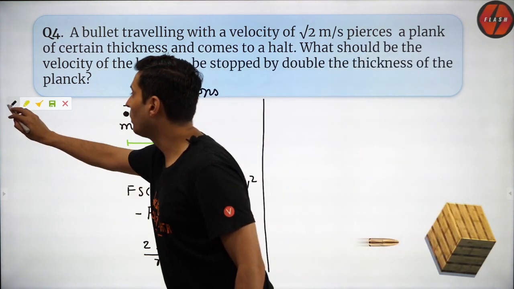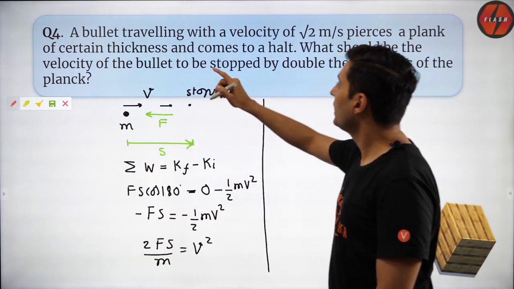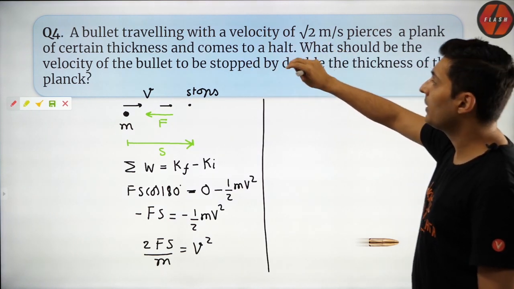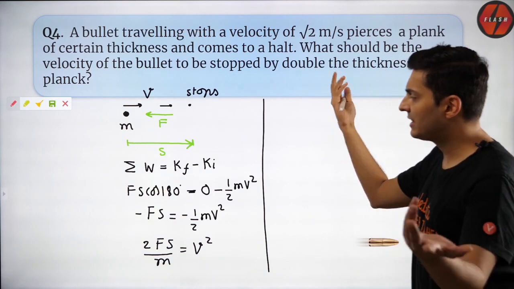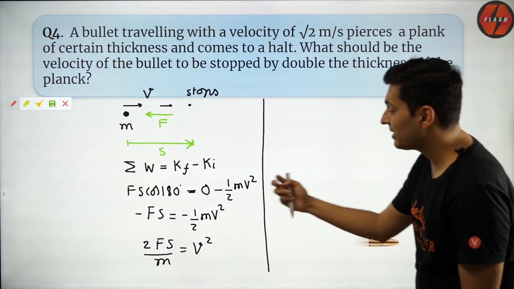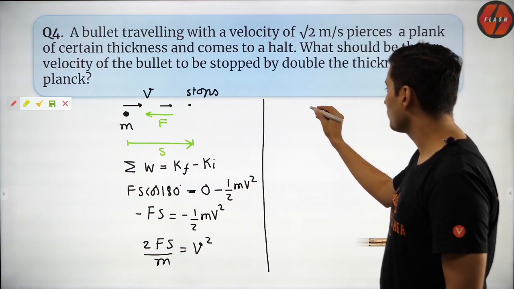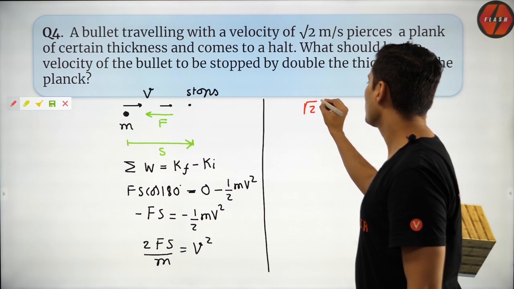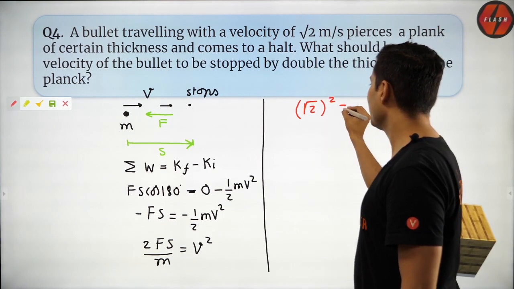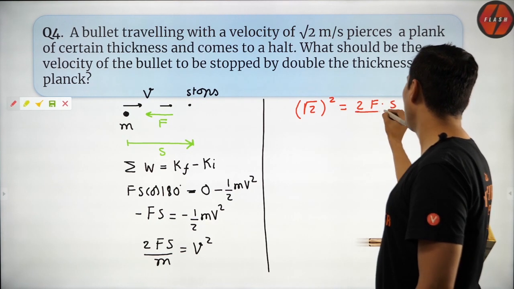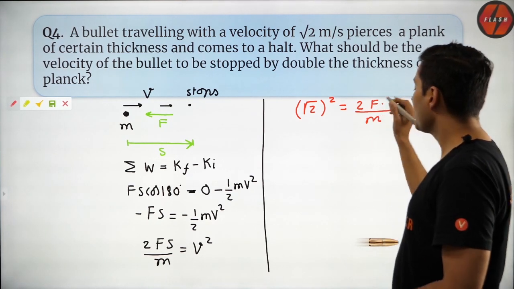How do I use it? Observe. Initially the velocity was root 2. The thickness was certain thickness, let's say s. Next time the thickness is double, so s will become 2s. So here is what I'm going to do. When v is root 2, so root 2 square is nothing but 2f into s by m.